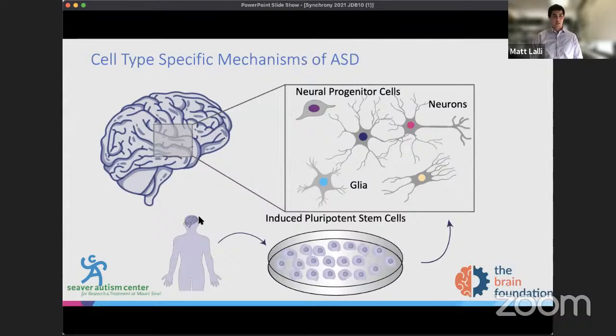Unfortunately, the human brain is inaccessible to us to study these cells directly, but a workaround for this is something called reprogramming that won the Nobel Prize a few years ago, where you can collect blood or skin from individuals and then revert them back to what we call induced pluripotent stem cells. And then in a process called differentiation, we can direct these cells to become any cell type we want, including cell types relevant to ASD. So this is the best system to study human neurons, especially for neurodevelopmental disorders.